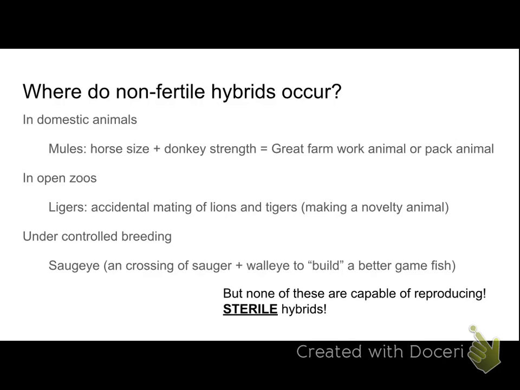So saugeyes kind of have the build of a walleye, but they have the fight of a sauger. They also do this with northern pike and muskie. They make what's called a tiger muskie. And tiger muskies actually do occur in the wild. That's one of the species that do occur in the wild occasionally.